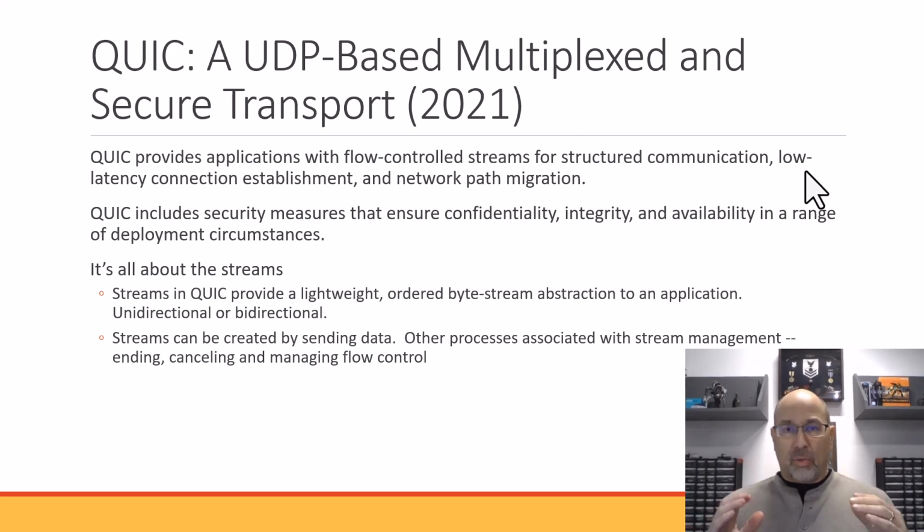So, wrapped up in UDP, we have this protocol, and the whole point is to have some form of transport services for the UDP-based streams that we're dealing with. And that's really the key. It's all about the streams. So, from the RFC, QUIC provides applications with flow-controlled streams for structured communication, low latency connection establishment, and network path migration. So this is about figuring out how to get your flows to you.